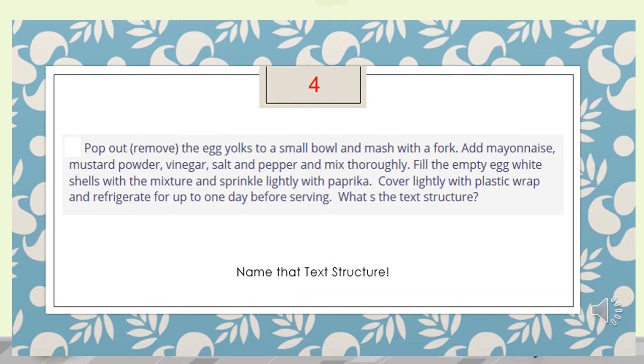Listen carefully to number 4. Pop out the egg yolk to a small bowl and mash with a fork. Add mayonnaise, mustard powder, vinegar, salt and pepper, and mix thoroughly. Fill the empty egg white shell with the mixture and sprinkle lightly with paprika. Cover lightly with plastic wrap and refrigerate for up to 1 day before serving. Name that text structure.